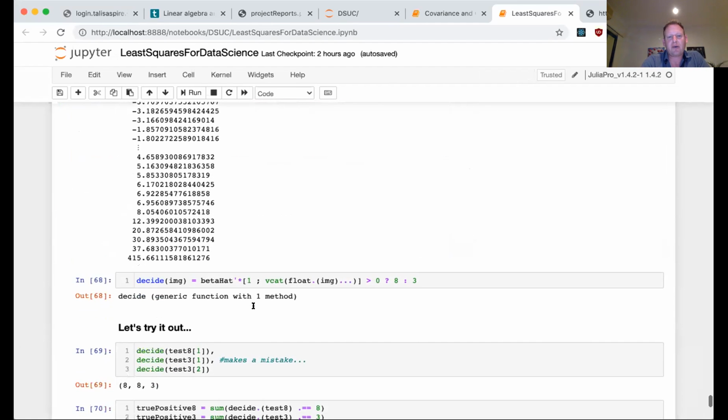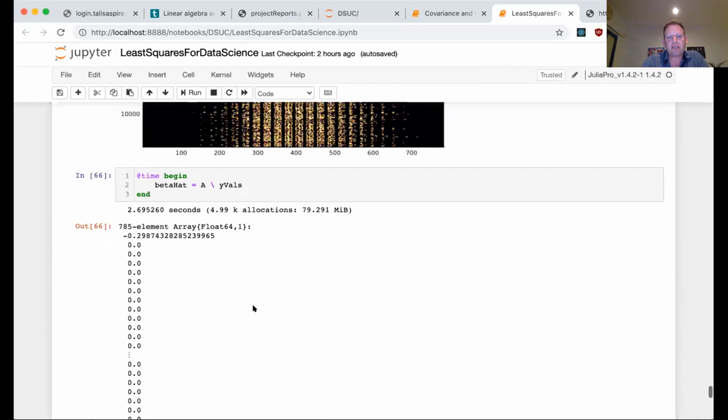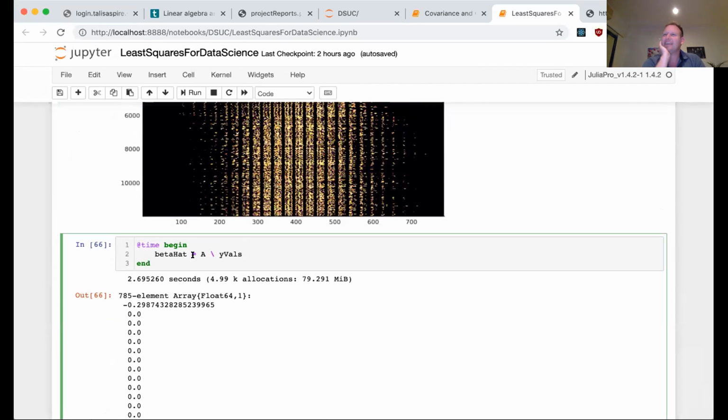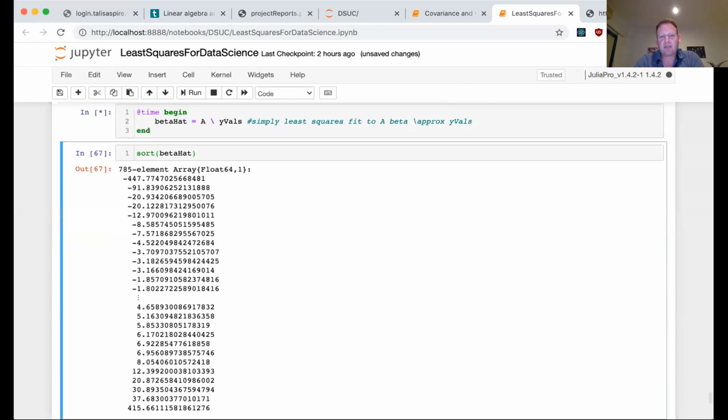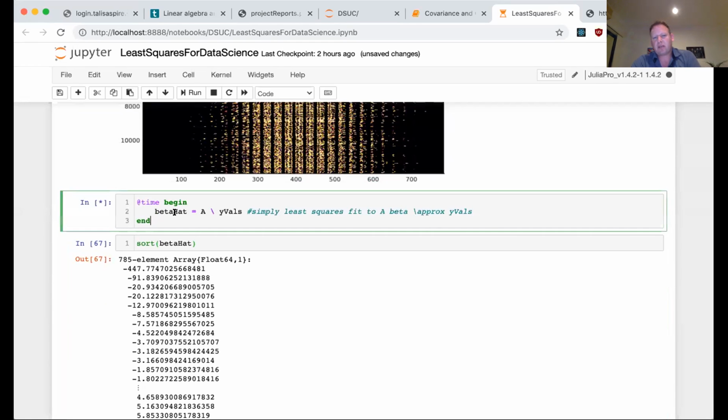Okay, now all we're going to do in terms of fitting is this. And I hope this will make you appreciate least squares just a bit. So, simply a least squares fit to A beta approximately y vals. We would like A beta to be the y vals. We would like beta to give us something which is +1 for an 8, I guess it was, and -1 for a 3. Let's run this and time it, and it should take around 3 seconds.